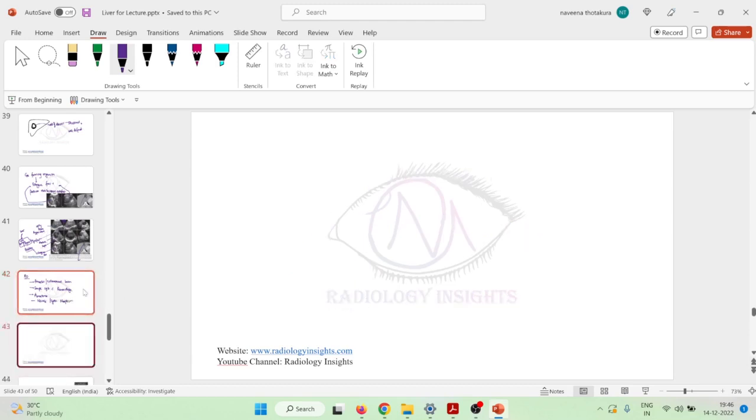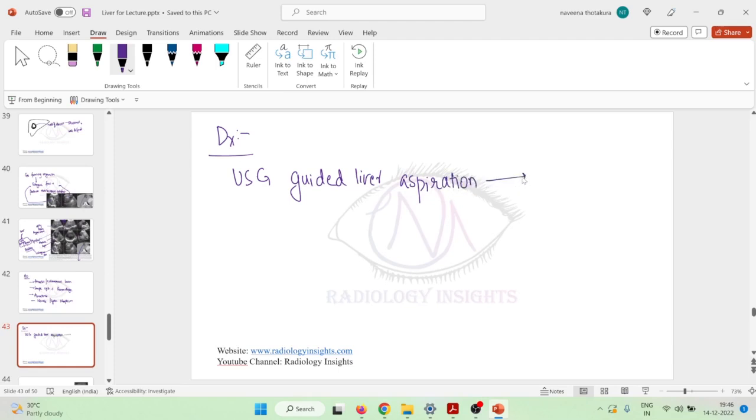Then, how are you going to confirm the diagnosis? Diagnosis can be confirmed rapidly by doing an ultrasound guided liver aspiration, because once the abscess becomes liquefied, we can aspirate the liquefied portion of the abscess and send it for histopathological examination and also for microbiological examination, where aerobic and anaerobic organisms are seen in culture.